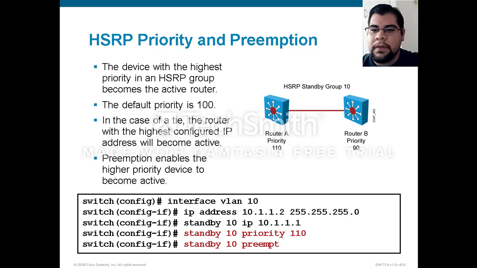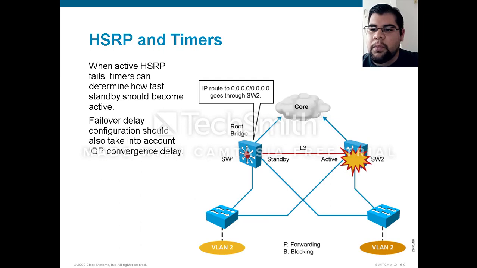We have the commands used with Cisco Packet Tracer. We type interface VLAN 10 and we type the IP address, which is 10.1.1.2, and the subnet mask, and we set the standby IP.